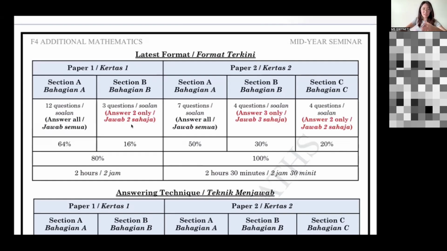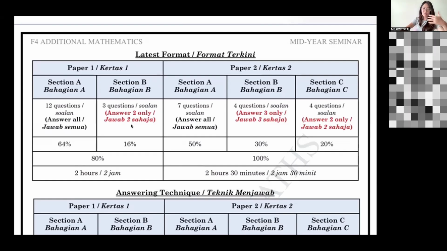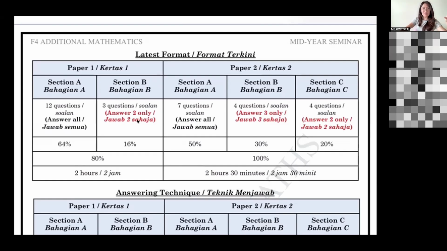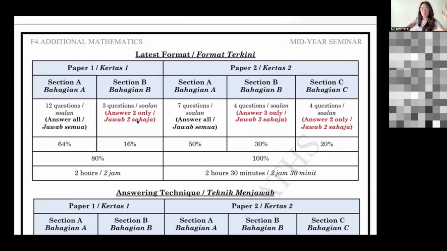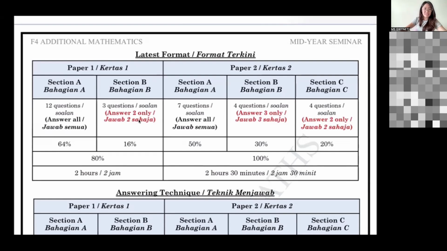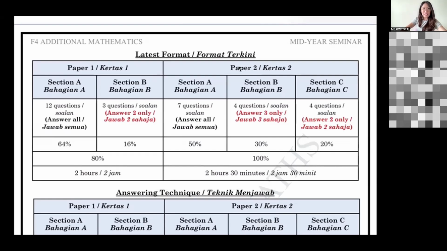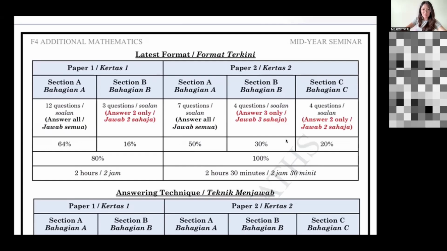You don't waste time to do another question because time is very limited in Add Maths paper, and most of the students have difficulty managing time. A lot of people say, oh, teacher, I don't have enough time to finish everything. So don't waste time on unnecessary stuff. Then paper 2, Bahagian A, Bahagian B, and Bahagian C. These are the marks distributed.